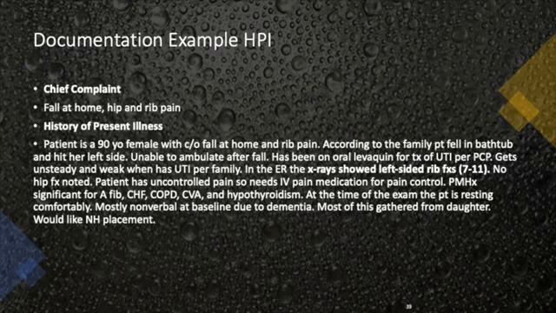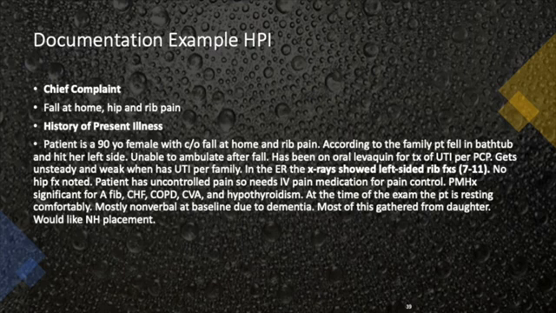Now, there is a definite dichotomy in those statements. First of all, it says that she has uncontrolled pain, so she needs IV pain medication for pain control. But at the time of the exam, she's resting comfortably. The one thing that's missing there that would make this a whole lot clearer is if it said, at the time of the exam, the patient is resting comfortably after adequate analgesia.